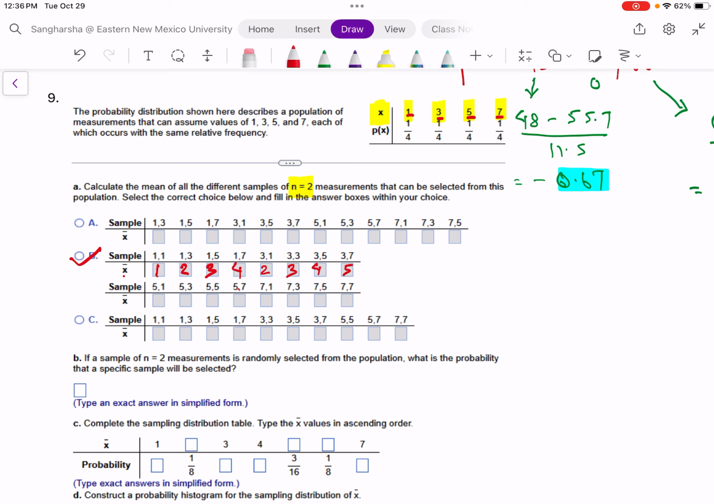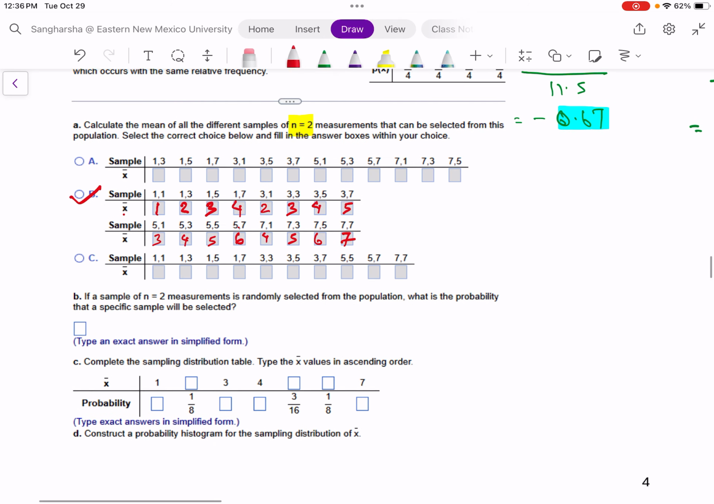5 plus 1, 6 divided by 2, 3. 5 plus 3, 8. 8 divided by 2 is 4. 5 plus 5, 10 divided by 2 is 5. 5 plus 7, 12 divided by 2 is 6. 7 plus 1, 8 divided by 2, 4. 7 plus 3, 10 divided by 2, 5. 7 plus 5, 12 divided by 2, 6. 7 plus 7, 14 divided by 2, 7. This one is easy, right?